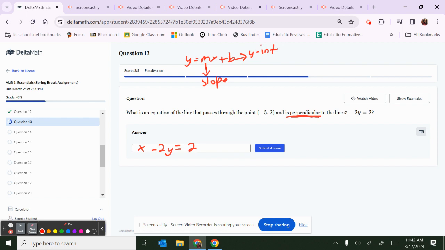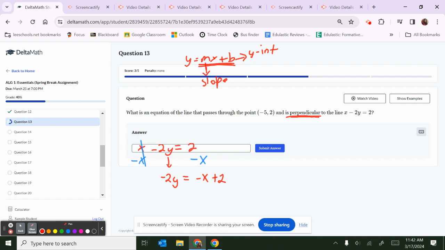And do we care about the y-intercept for parallel and perpendicular? No. So first, I need to get it into that form by subtracting x, subtracting x. That gets canceled. Your negative 2y, you bring it down. Can I subtract x from 2? No. So I write it as a negative x and a positive 2, so it looks a little bit more like this form.